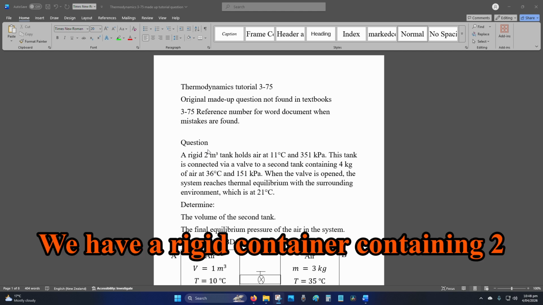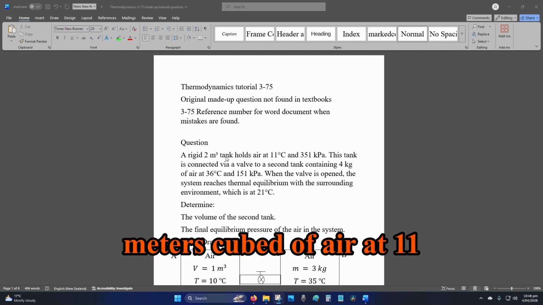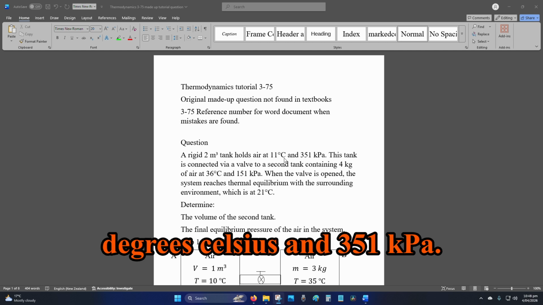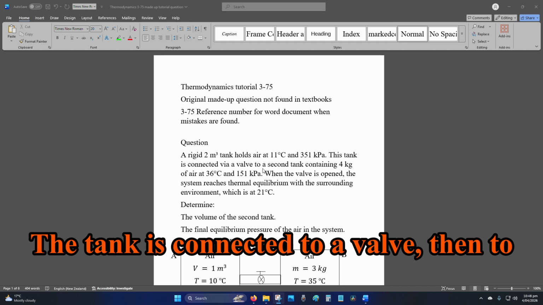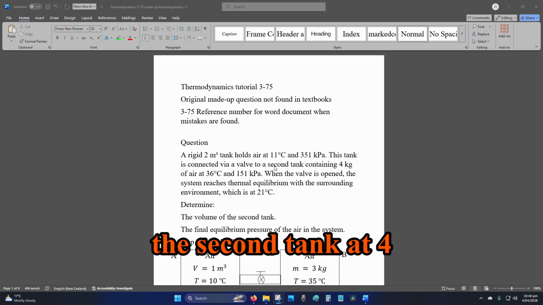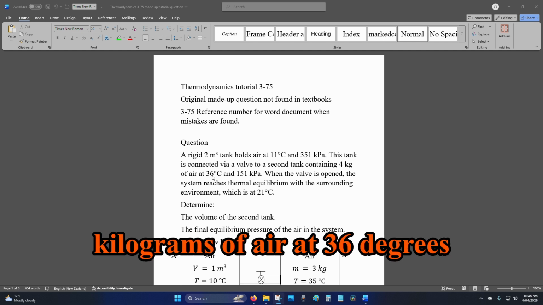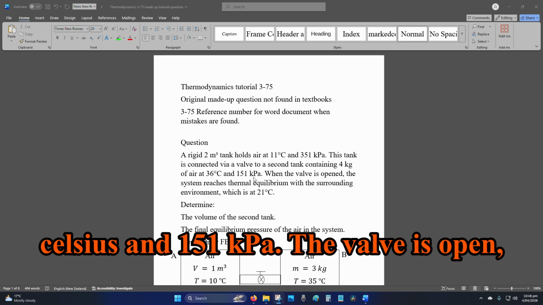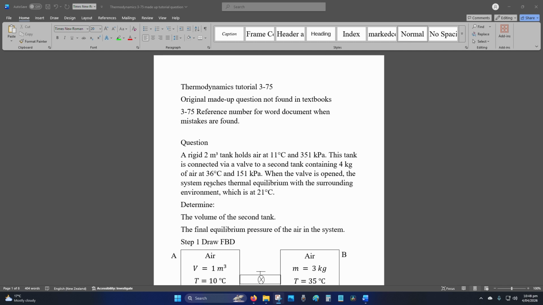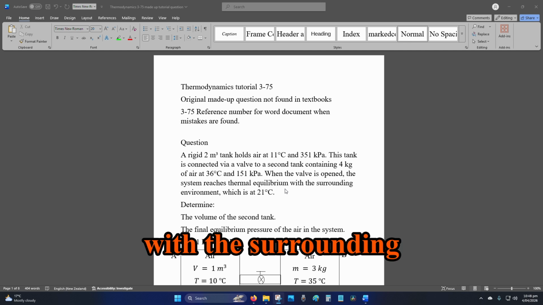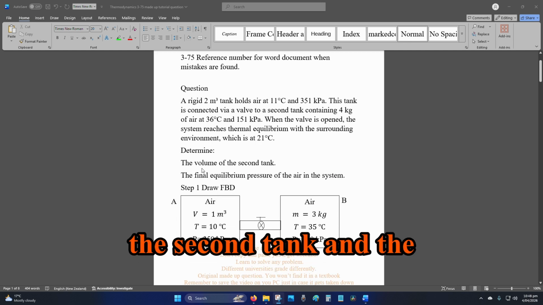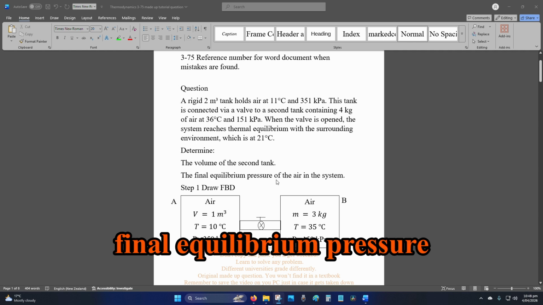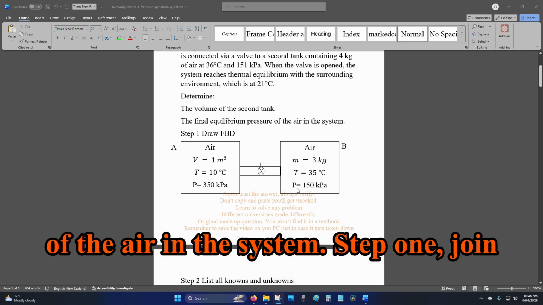We have a rigid container containing 2 meters cubed of air at 11 degrees Celsius and 351 kPa. The tank is connected to a valve, then to the second tank at 4 kilograms of air at 36 degrees Celsius and 151 kPa. The valve is open. The system reaches thermal equilibrium with the surrounding at 21 degrees Celsius. Find the volume of the second tank and the final equilibrium pressure of the air in the system.